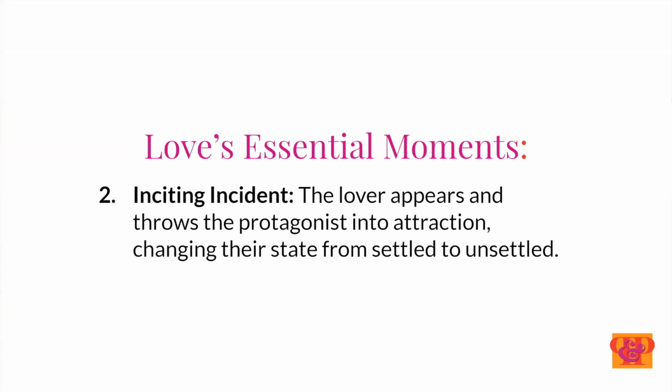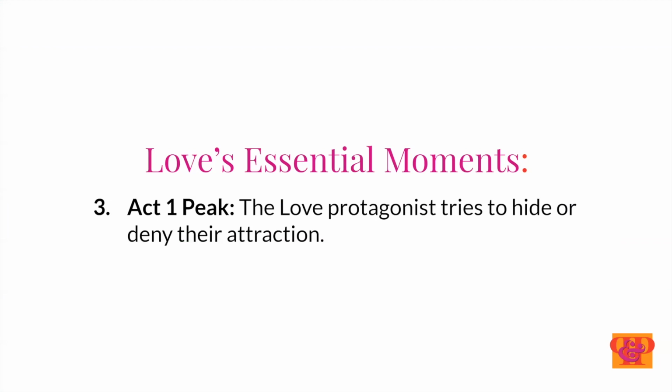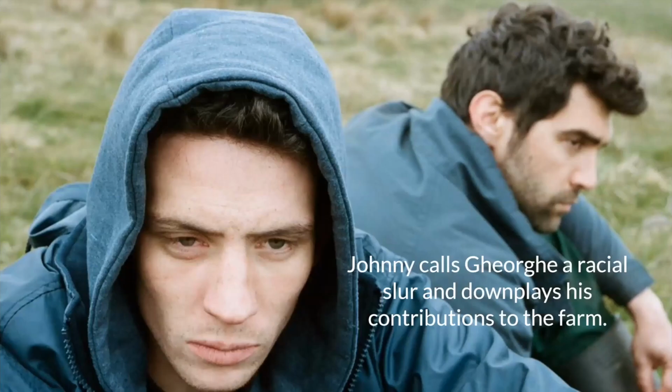Next comes the inciting incident. So this is where the other person, the antagonist, appears and throws the protagonist into attraction, changing their state from settled to unsettled. In God's Own Country, handsome migrant worker Georgi arrives to work on Johnny's family farm for the lambing season. Third, at the peak of your first act, the love protagonist tries to hide or deny their attraction. In God's Own Country, Johnny calls Georgi a racial slur and downplays his contributions to the farm.